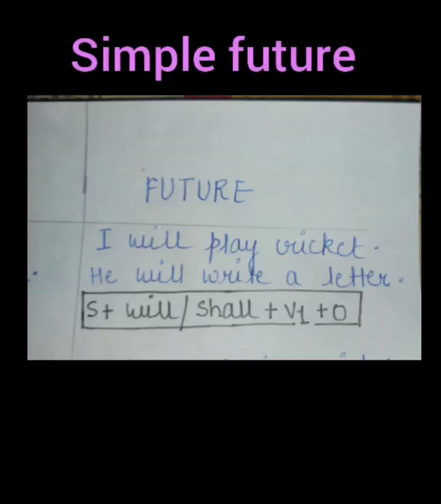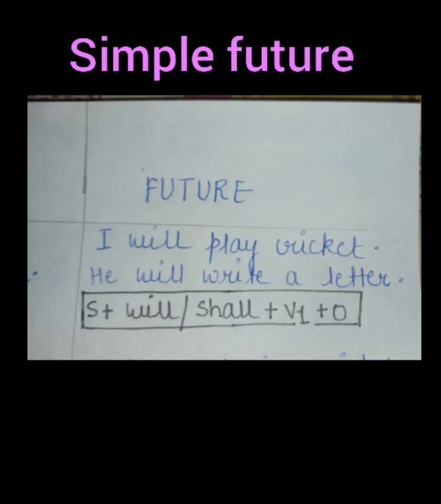Clear? So students, what happens in simple future? See, in simple future, we include those actions which have not yet taken place and will be done sometime in the future. Okay? Those things which I am planning to do in the future will come under simple future. So the example will be, I will play.